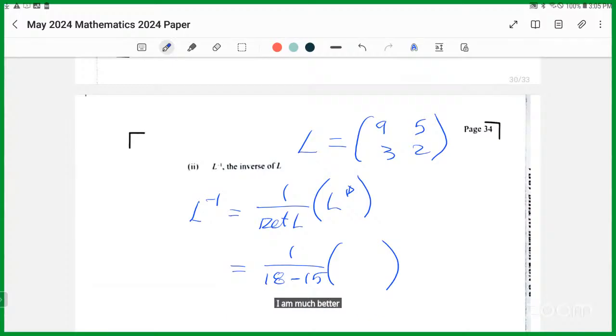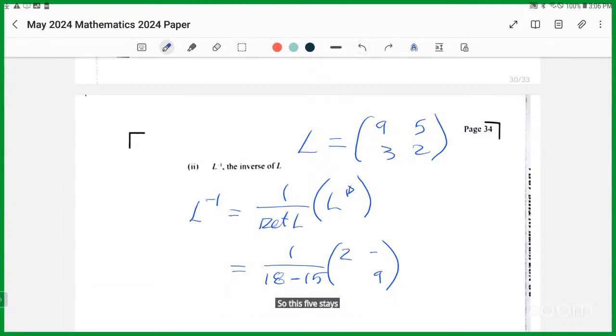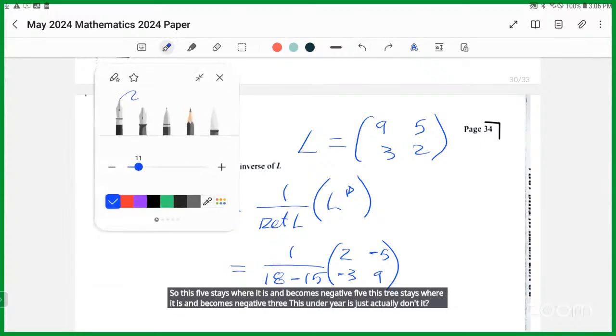How do you form the adjoint? Interchange the elements on the first diagonal. So you switch around the 9 and the 2, becomes 2 and 9. Then leave the elements on the second diagonal where they are. Don't move them, but you change the sign. So this 5 stays where it is and becomes negative 5. This 3 stays where it is and becomes negative 3. This under here is just a 3.